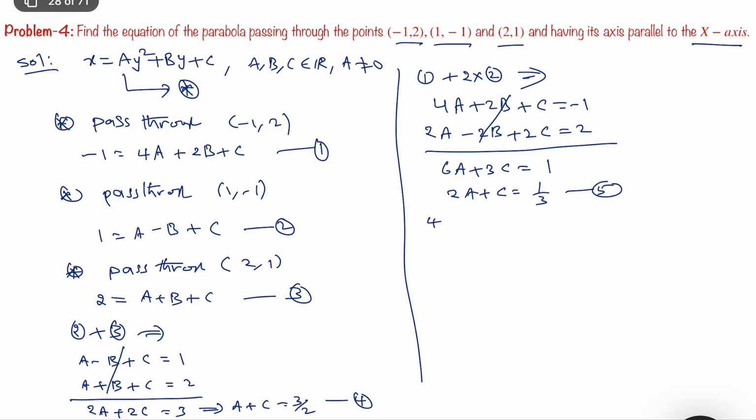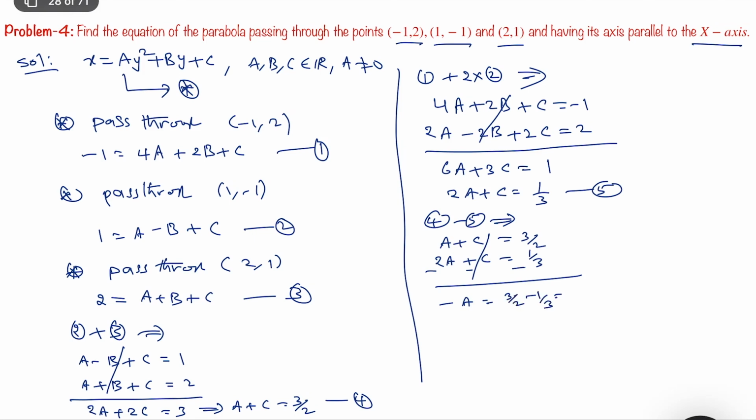Now let me do 4 minus 5. Let me write the equation 4, a plus c equal to 3 by 2, and 5, that is 2a plus c equal to 1 by 3. I am subtracting, right? So the c get cancelled. So we have minus a equal to 3 by 2 minus 1 by 3. That should be 9 minus 2 by 6. So that is 7 by 6. So minus a equal to 7 by 6. That means a equal to minus 7 by 6.